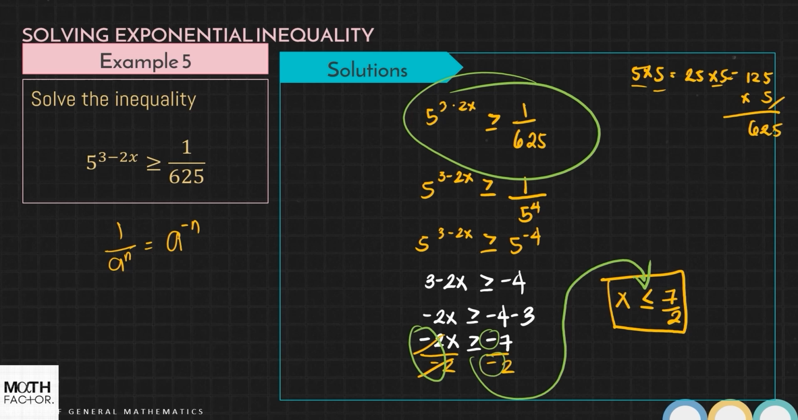Okay, so we have here x is less than or equal to 7 over 2. So let us rewrite this into interval notation. So x is less than 7 over 2. So we have here 7 over 2 included since we have this equal sign, up to negative infinity. Okay, so that's all for today's discussion.